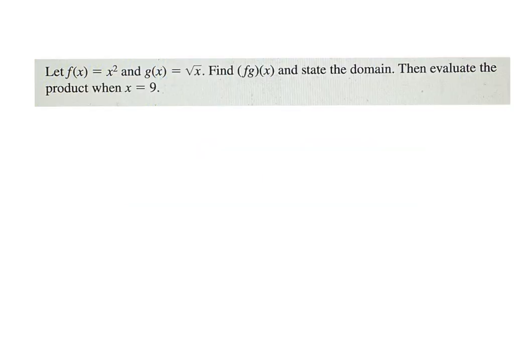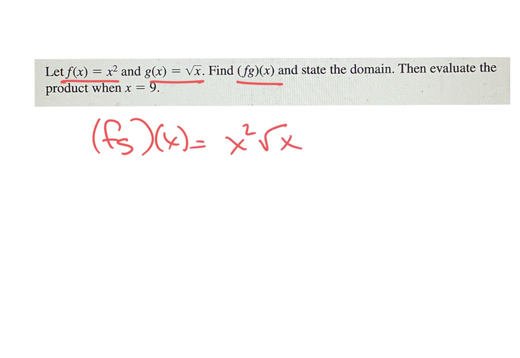2 more slides. All right. f of x is x squared. g of x is square root of x. Find f times g, then evaluate. Okay, so f times g of x, first of all, I'm going to take the x squared and multiply it times the square root of x. And guys, that's all you can do. You can't multiply something inside with something outside a radical. So that's the first answer.